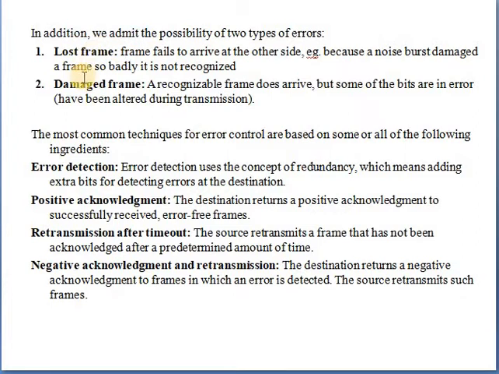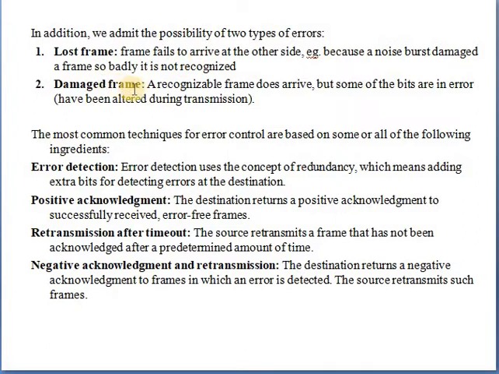First is a lost frame, second is a damaged frame. What is meant by a lost frame? A frame that fails to arrive at the other side is called a lost frame. For example, a noise burst damages a frame so badly that it is not recognized. Okay, it means that the data is lost on the way from the sender side, and this is called a lost frame.